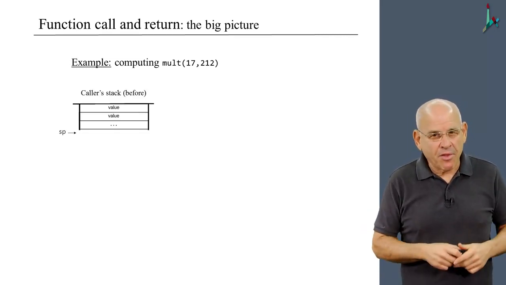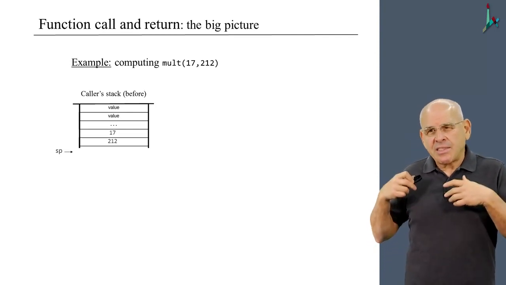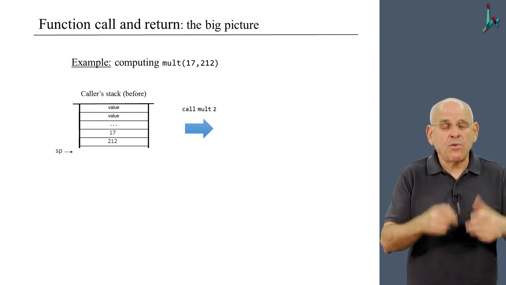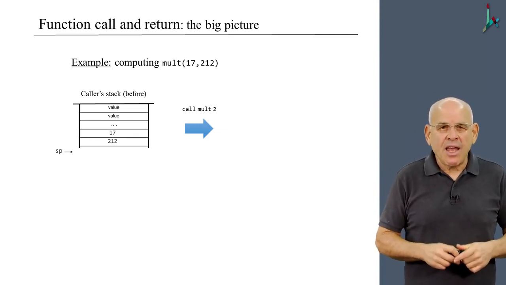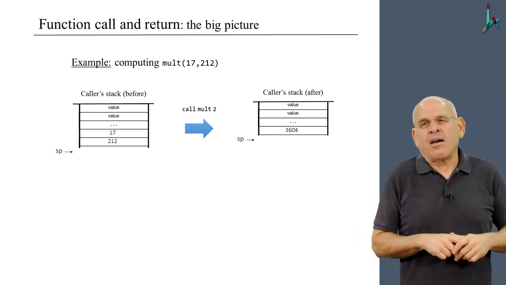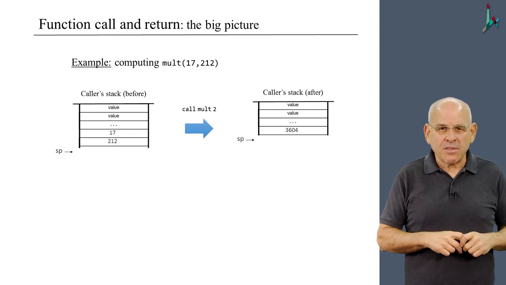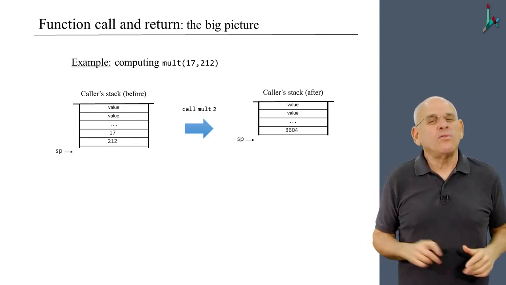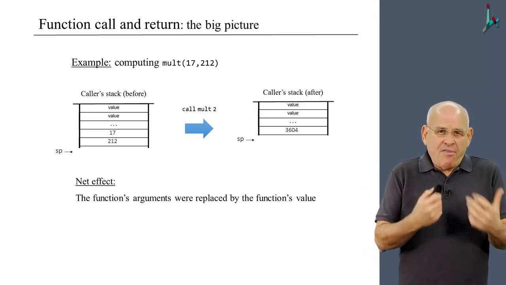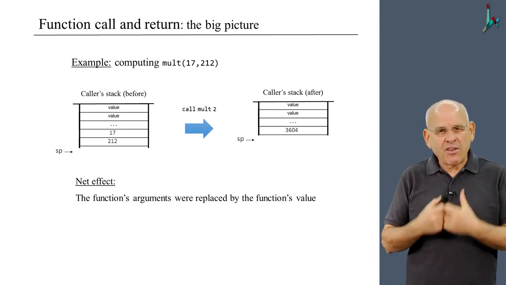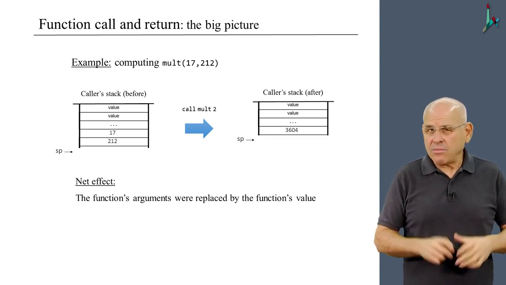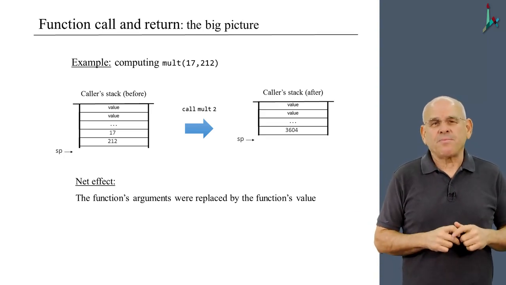It sets up for the call, and then it says call mult2, informing the implementation that 2 arguments were pushed onto the stack, and then boom, something happens, and I'm going to get the product of these 2 numbers. That's the view of the caller, right? So the net effect of this operation is that the function arguments have been replaced with the function's value, which is exactly what I want.